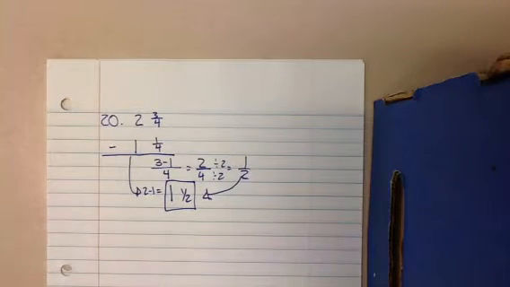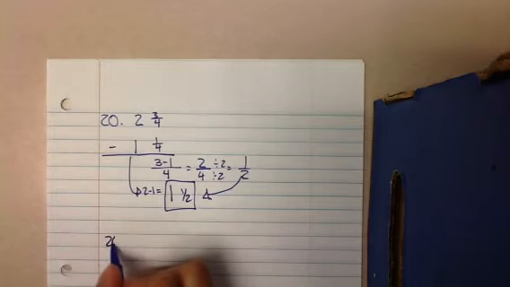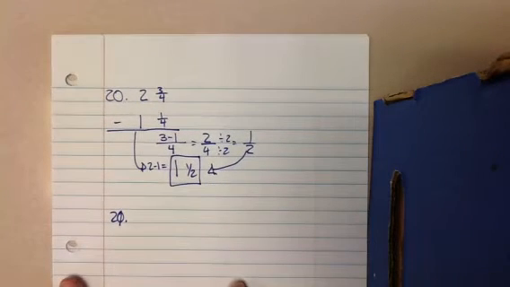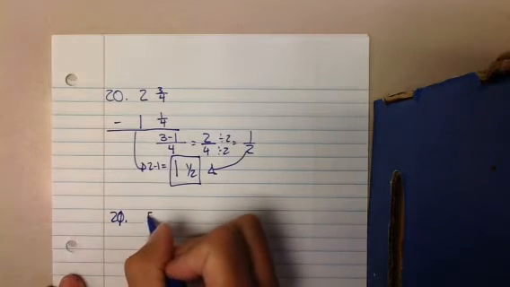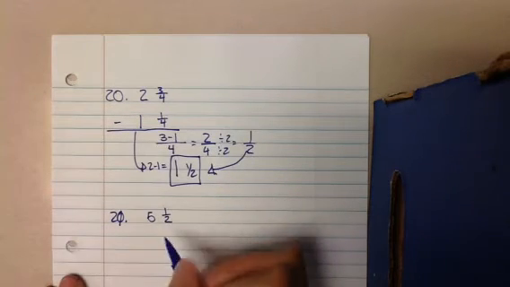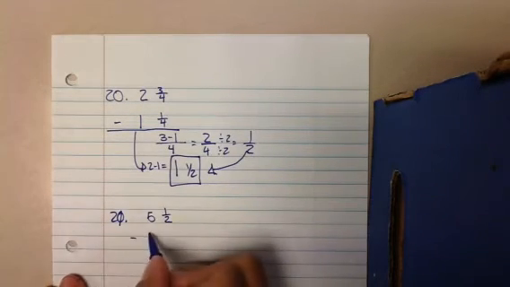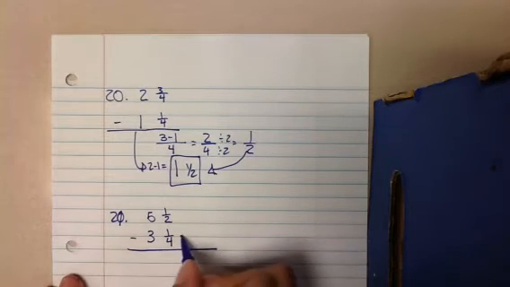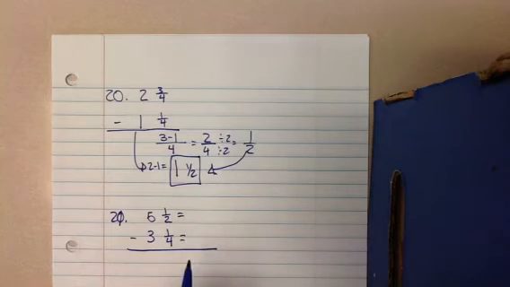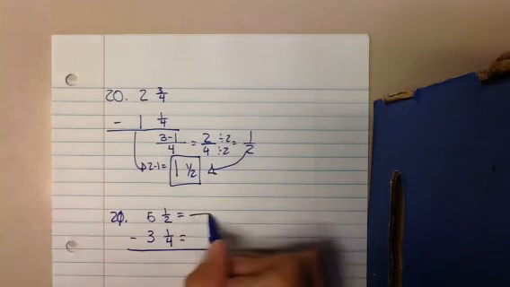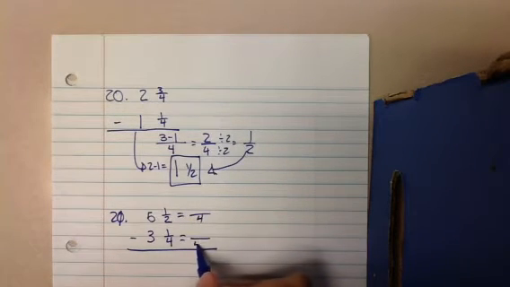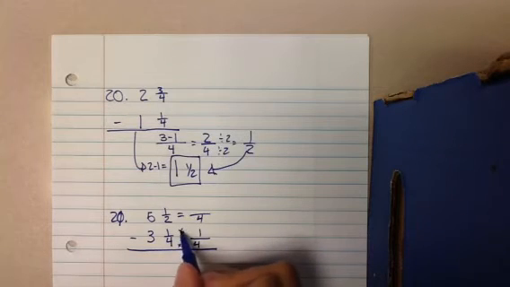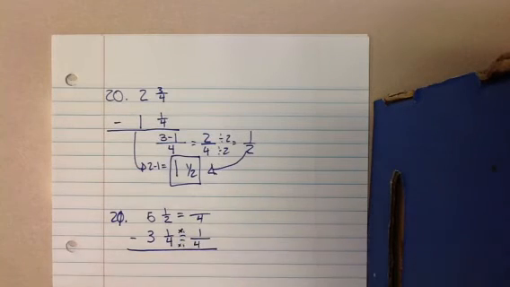All right, let's move to 21. Question 21 is 5 and 1/2 minus 3 and 1/4. Look at that. Our common denominator here is 4 for 2 and 4. That's the LCD. This one did not change, so sometimes you guys like to write times 1, whatever. I just like to copy it over.